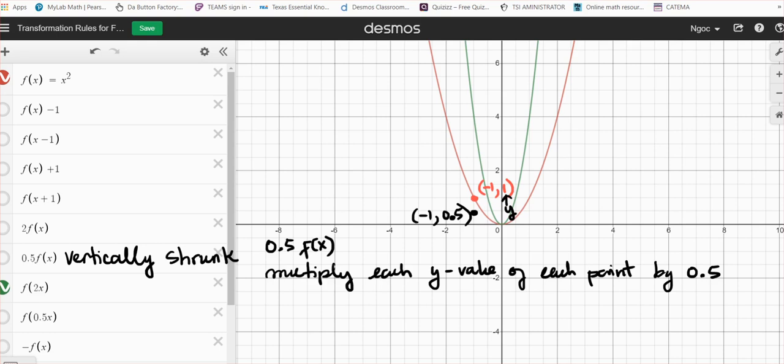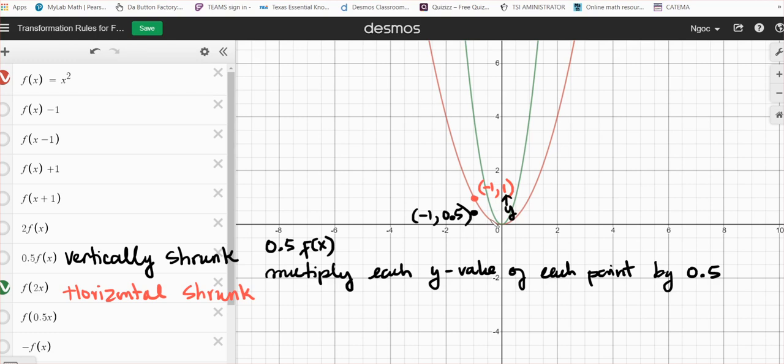narrower or taller. Okay, so what happened here is that, let's make a quick note right here. So f of 2x, that would be the horizontal chunk. Or when you say horizontal compression, it's exactly the same meaning. So again, just look at one point and then you see why.